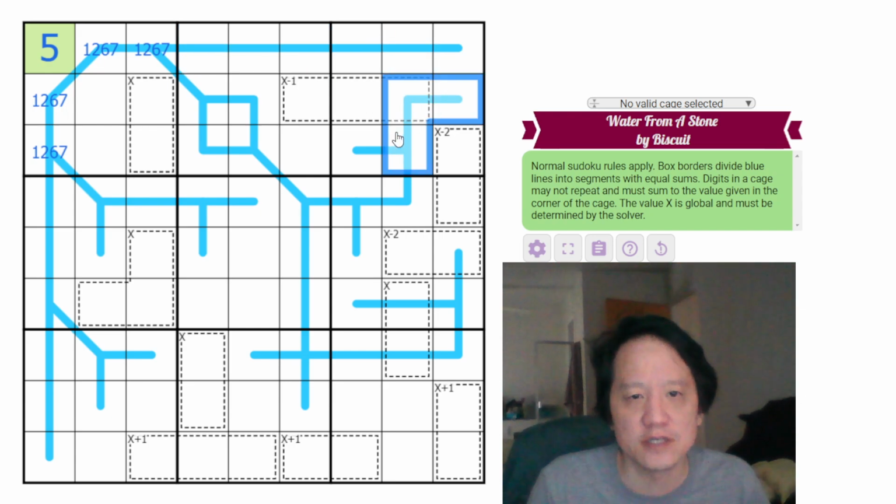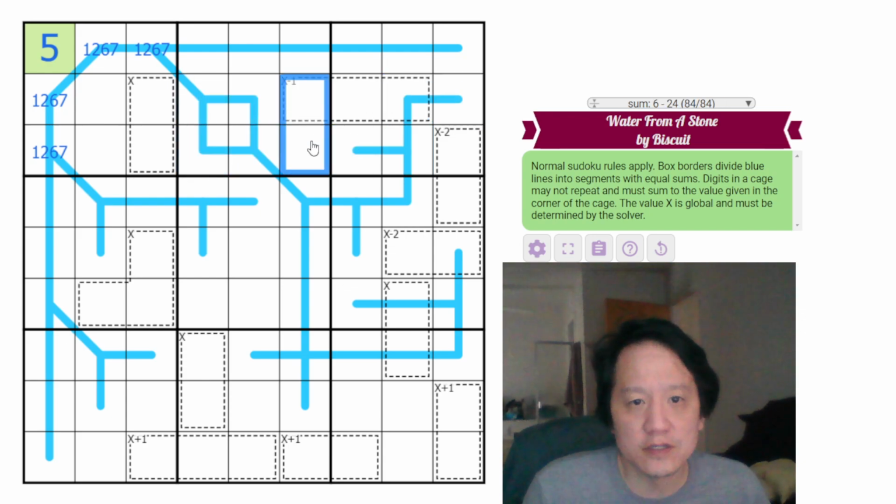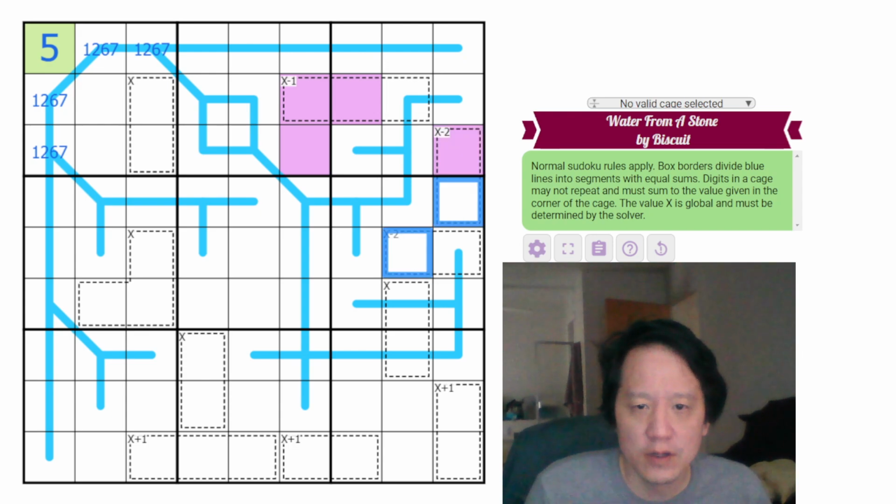This is 16. So let's color in the ones that we know add up to. It's 16 plus 16, 32. 45 minus 32 is 13. So we're going to color in everything that adds up to 13. These are 13. So this is 13, this is 13, and this is 13. And this is 13.